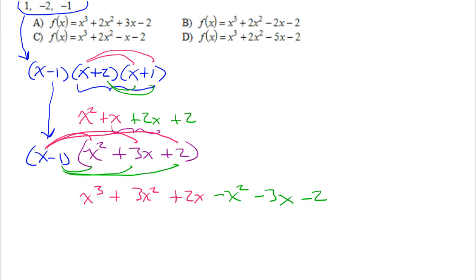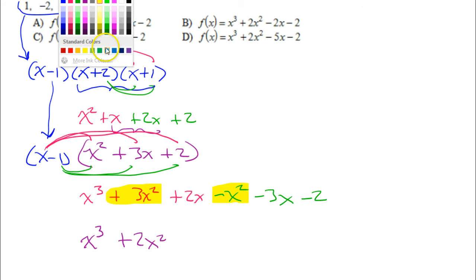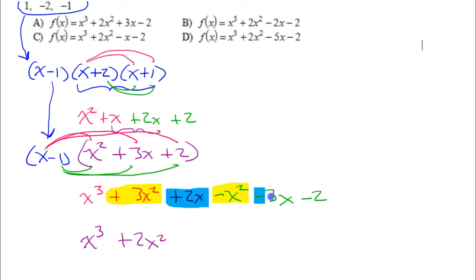So now I'm just combining my like terms, and I'm going to have x to the third power, because that had nothing to combine with. But you can combine 3x squared and negative 1x squared, and that's going to give you plus 2x squared. And then you can combine 2x with negative 3x, and that's going to give you negative x. And then you have your minus 2 on the end. So this is the answer.